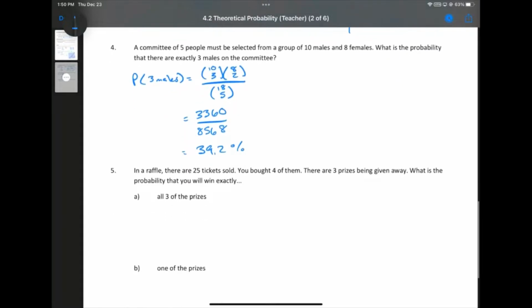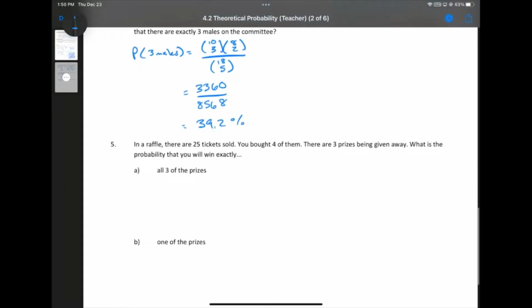All right, one more to finish off the day. Two-parter, but that's okay. In a raffle, there are 25 tickets sold. You bought 4 of them. There are 3 prizes being given away. What is the probability that you will win exactly all 3 of the prizes or exactly one of the prizes?